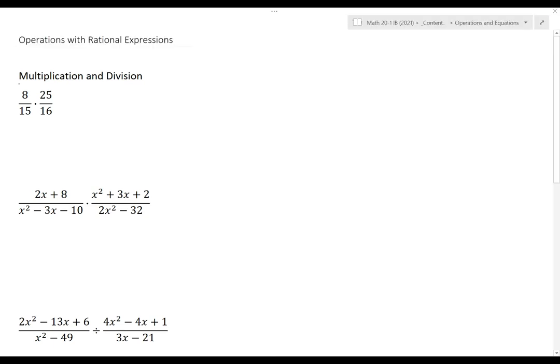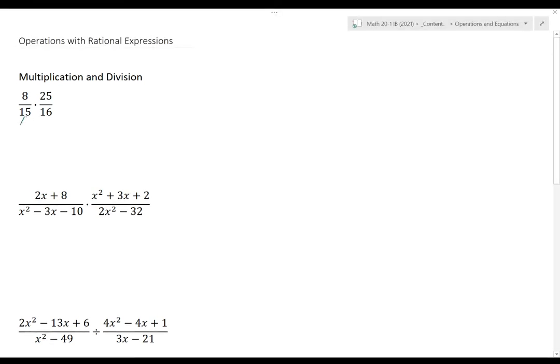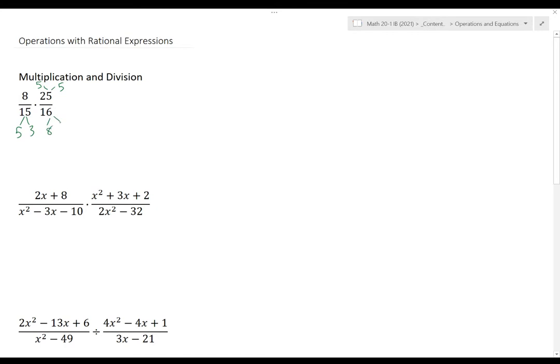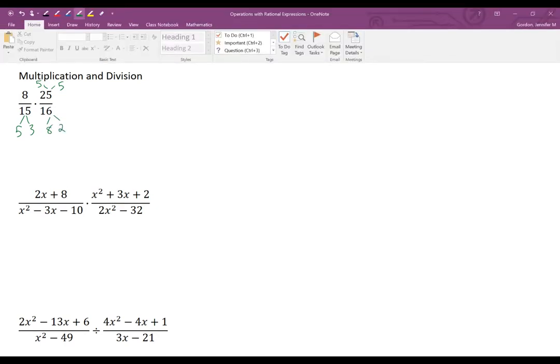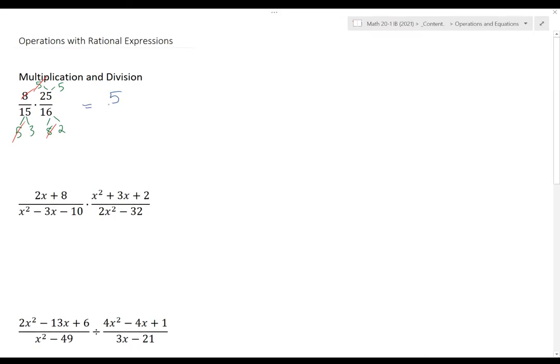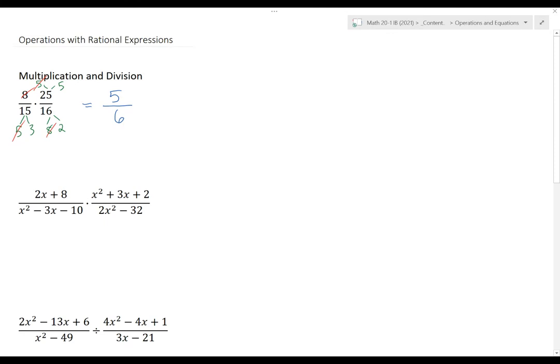So if I think of this as being 15, for example, is 5 times 3, and 25 is 5 times 5. 16 I can express as 8 times 2. So then before I even bother multiplying out, I can cancel or divide out the common factors. And that makes my multiplication step and my simplification step easier. Now with numbers, you can usually get away with not bothering to do this. But with polynomials, we definitely want to factor and cancel common factors before we multiply, or otherwise we make the simplification step way harder than it needs to be.